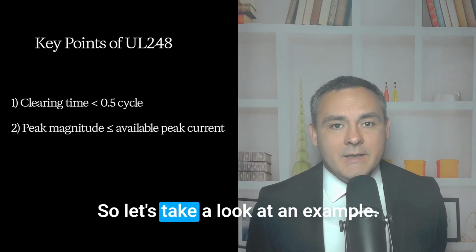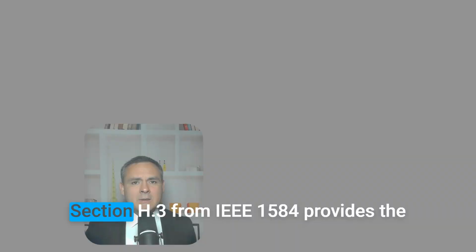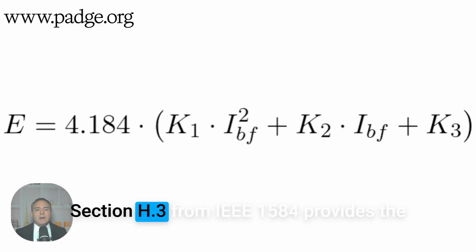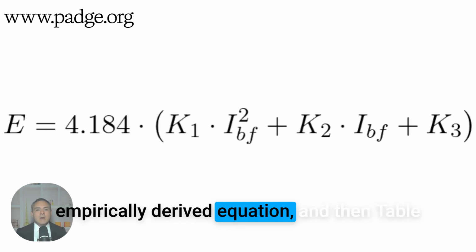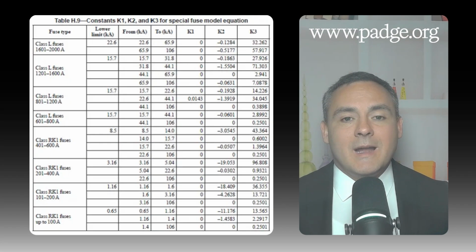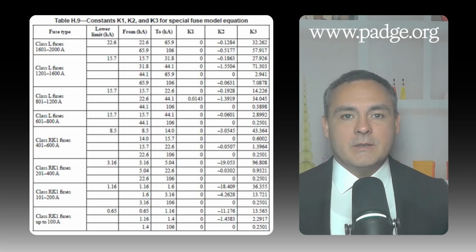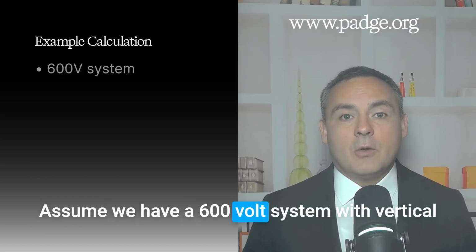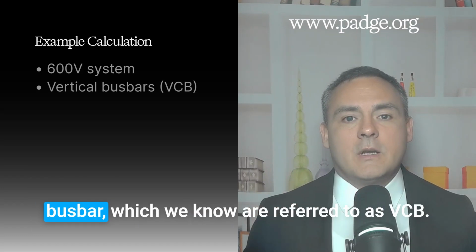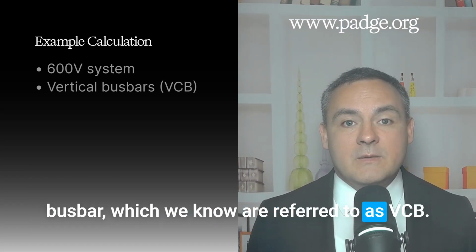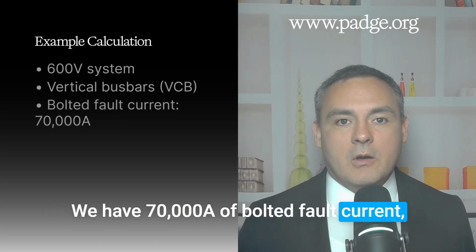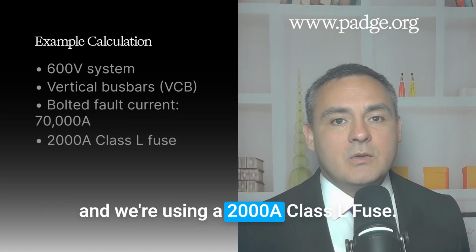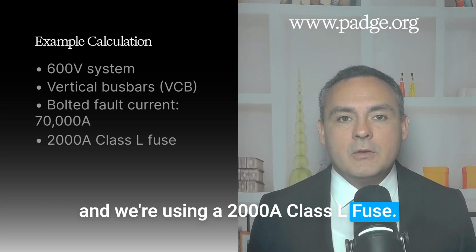So, let's take a look at an example. Section H.3 from IEEE 1584 provides the empirically derived equation, and then table H.9 provides the coefficients. Assume we have a 600-volt system with vertical bus bars, which we know are referred to as VCB. We have 70,000 amps of bolted fault current, and we're using a 2,000 amp Class L fuse.